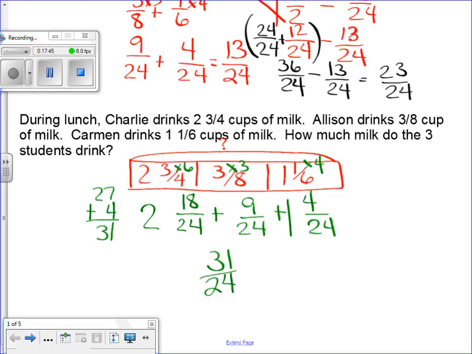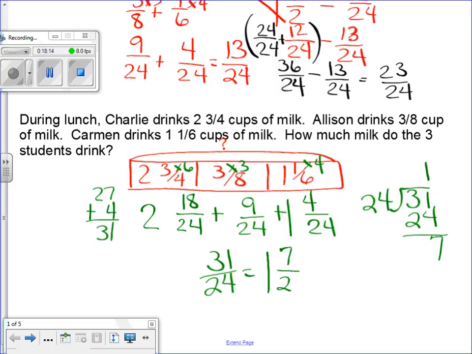So we have 31 over 24. That, I can do it, but I can't leave it. It's improper. So 31 divided by 24 goes 1 time. So I have 1 and 7/24. Is this the final answer? No.